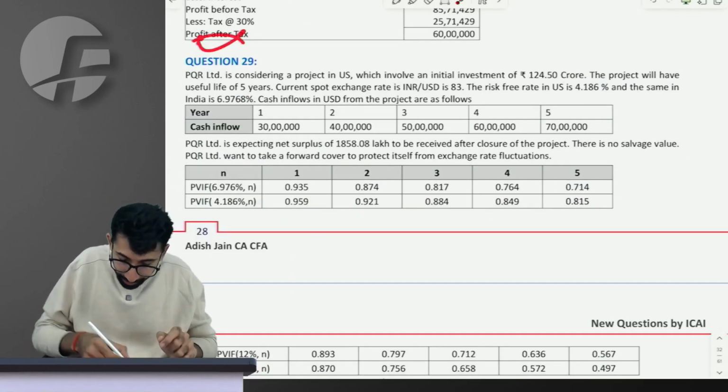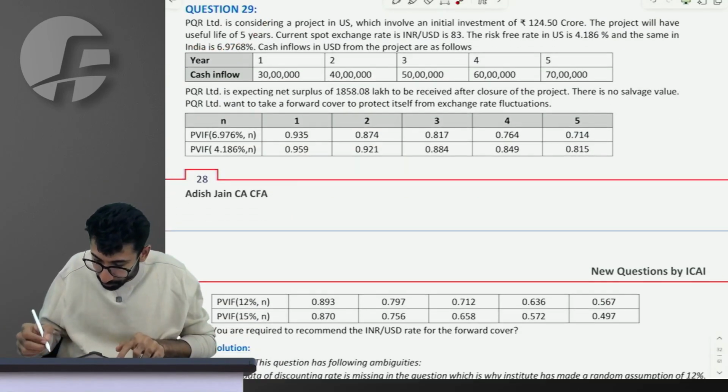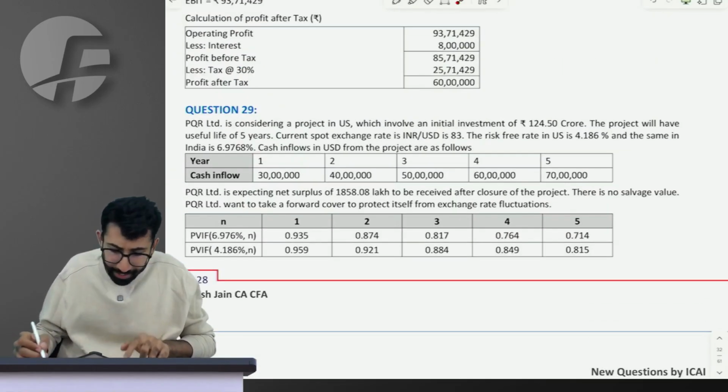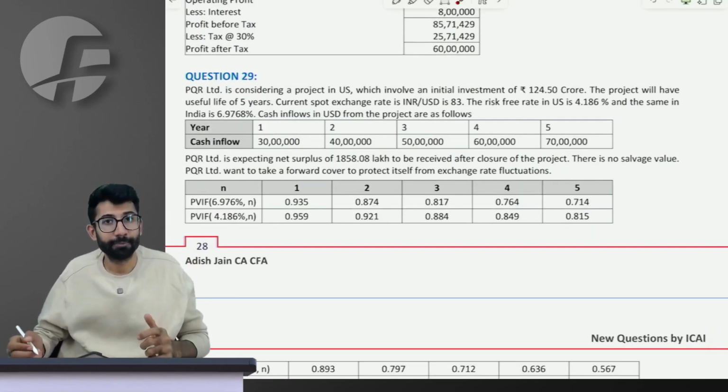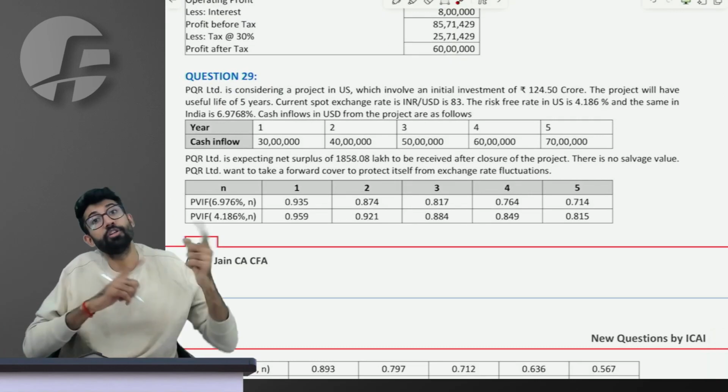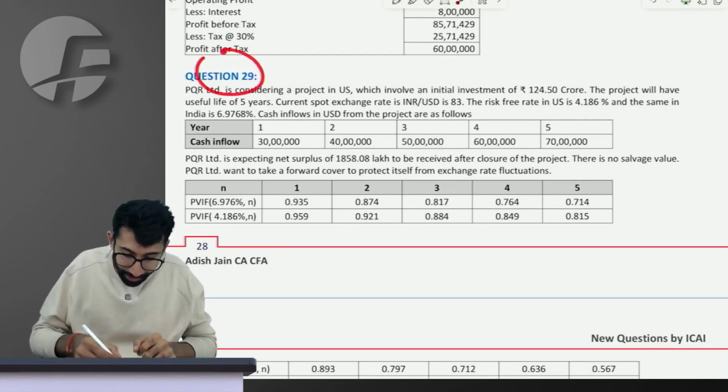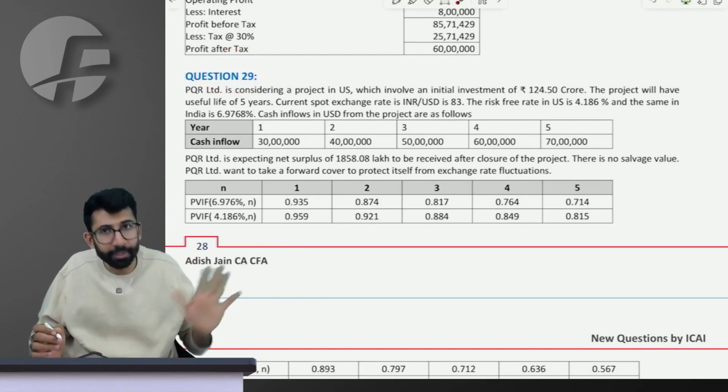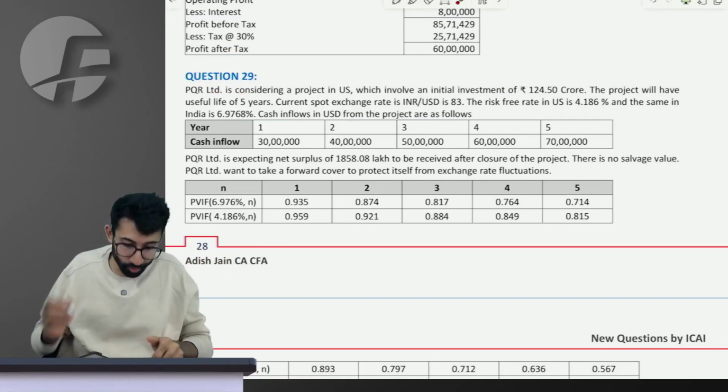Question number 28 is done. Question number 29. Great question from the chapter of Forex, or I can say international capital budgeting, which is international financial management. The 29th question is super ambiguous, a completely senseless question. Let us proceed to solve.